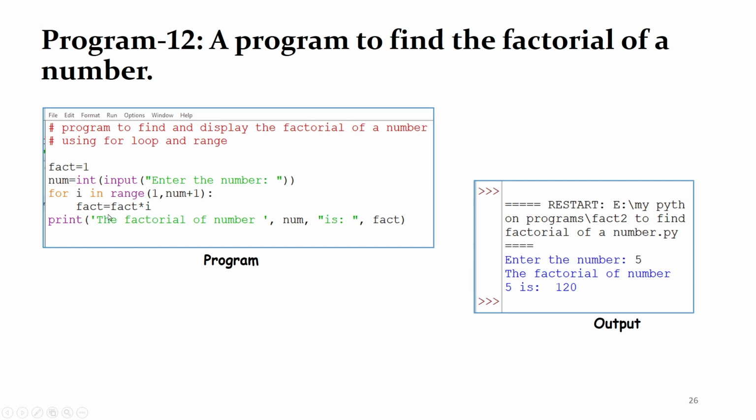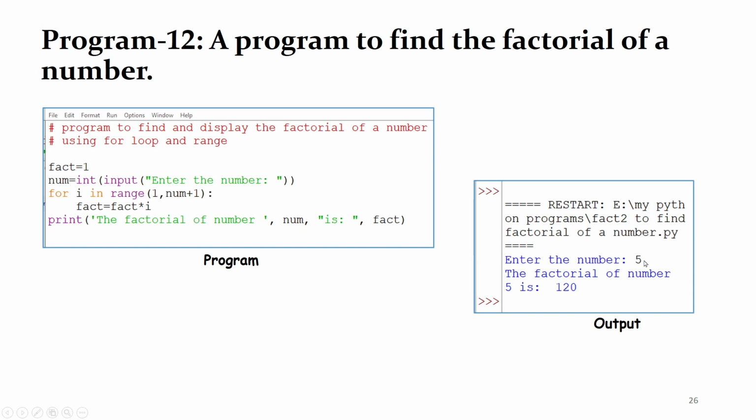Then it was again multiplied and this continues till it reaches num, because in range it is going to work only till one less than the number. I have specified num plus 1 because I do not know the number, so I have taken one ahead of that. Now after it has calculated, I came out of the loop and printed the factorial of the number.